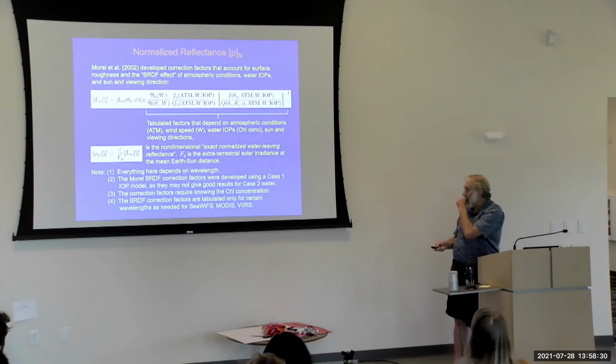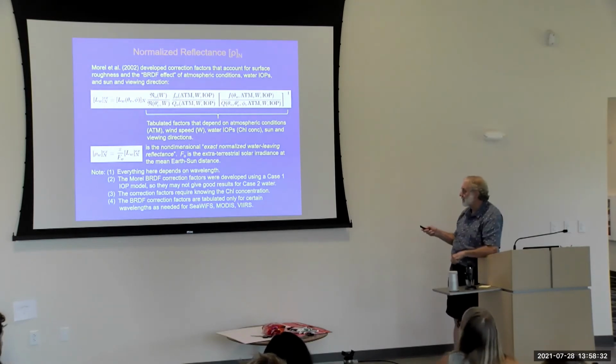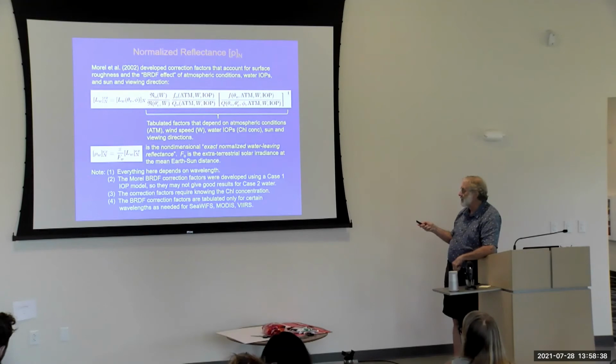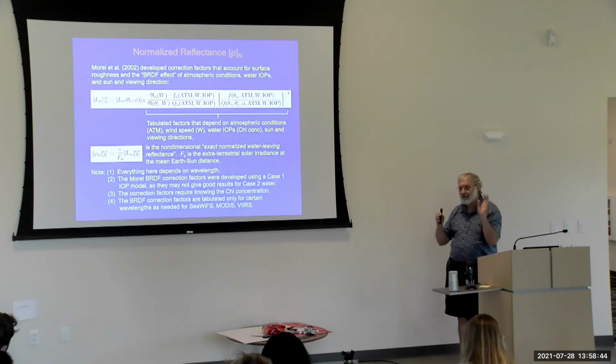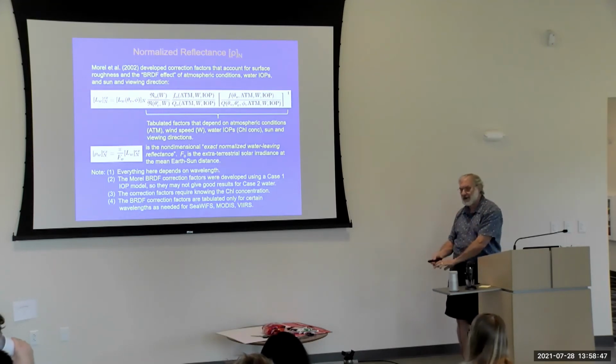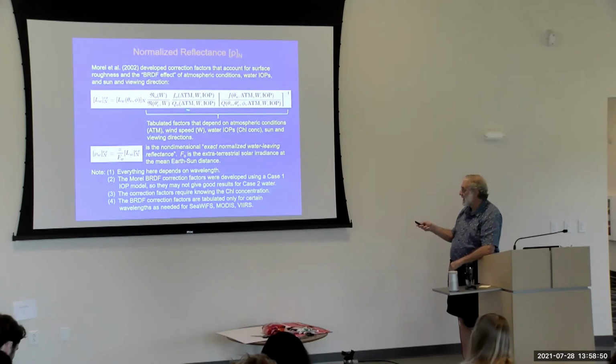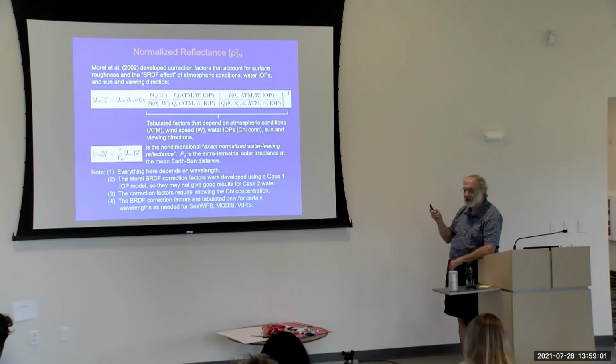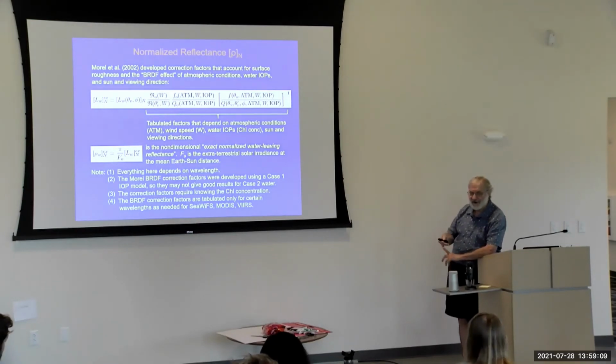But what they do is they say, I've got certain IOPs here, whatever the chlorophyll was, and the wind speed, and I have an atmosphere here. So for a particular atmosphere, particular wind speed on the surface, a particular chlorophyll concentration, this factor here will normalize it to where, for my sun angle and my viewing direction, it would be like I was looking straight down with the sun straight overhead. And these are just big lookup tables computed once and for all using, guess what, hydrolite.